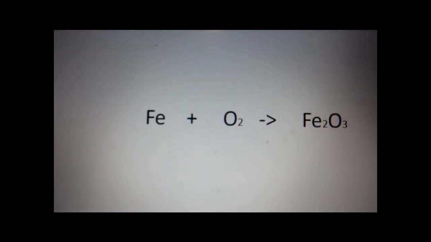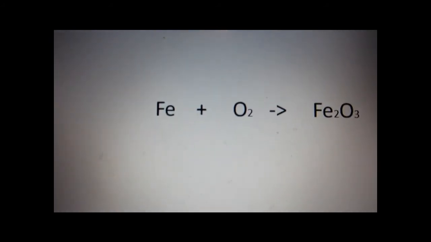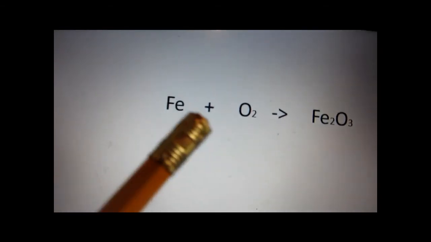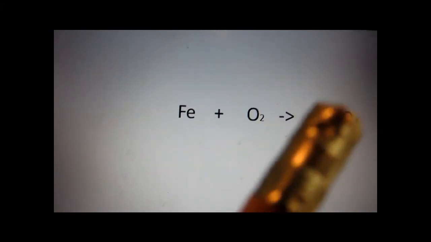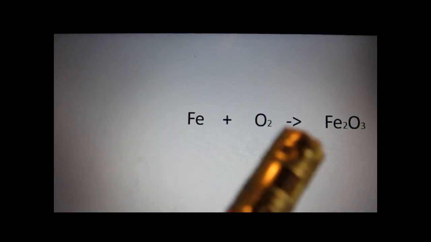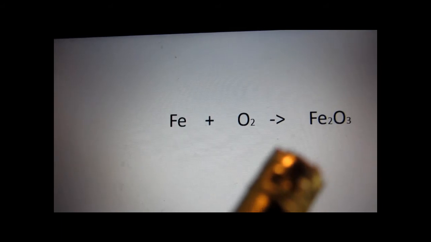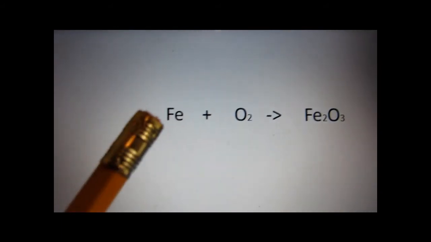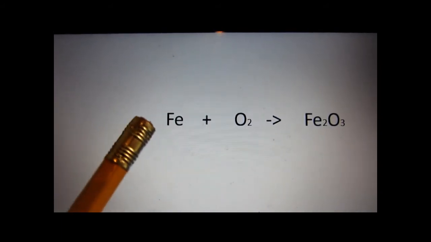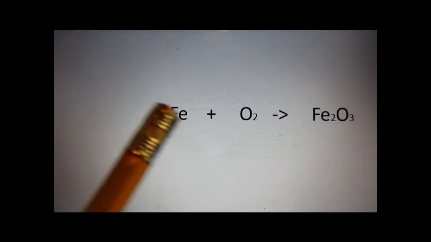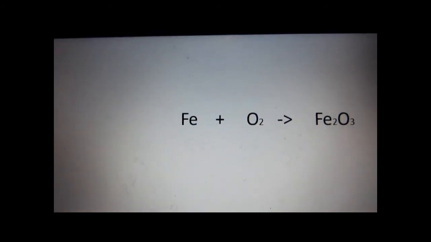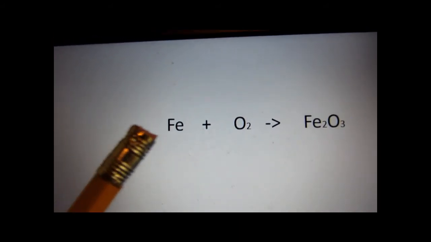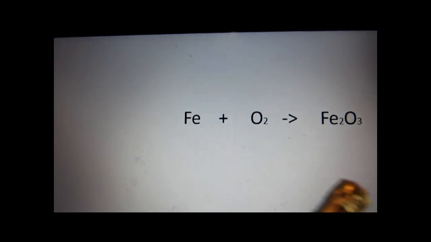Fe plus O2 equals Fe2O3. Now on this side, see Fe, there's only one, and here there's two. On this side there's only two oxygens, and on this side there's three. So this is unbalanced. What you need to do is add coefficients, which are numbers in front of it. So like 3Fe plus 4O2 would be coefficients. So you need to add coefficients to make them equal.